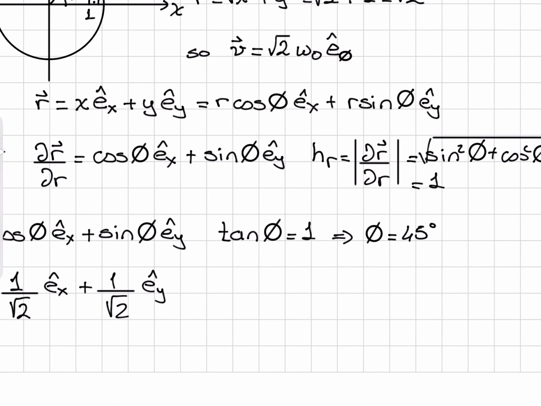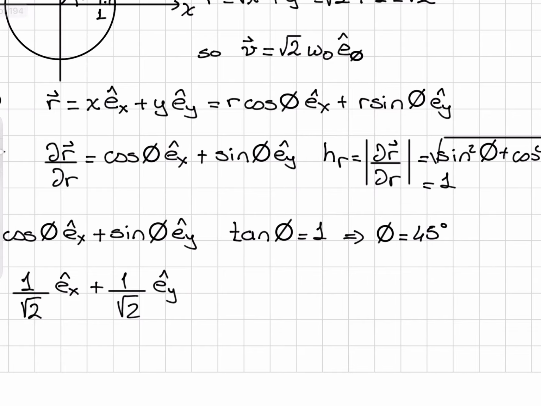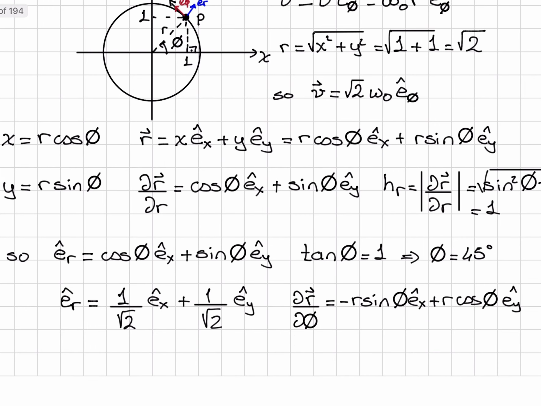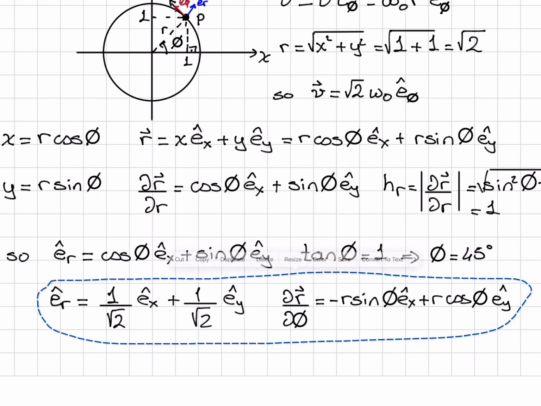On the other hand, we can look at the phi derivative of the position vector to find the unit vector on the tangential axis. The derivative with respect to phi is minus r sine phi in the e x hat direction plus r cosine phi in the e y hat direction. And the corresponding scale factor we can calculate. Let's move this a little bit to this side.